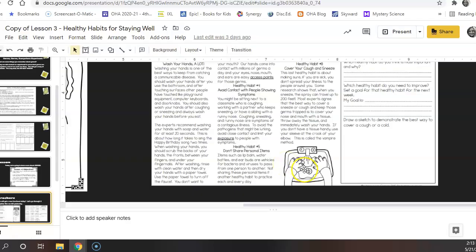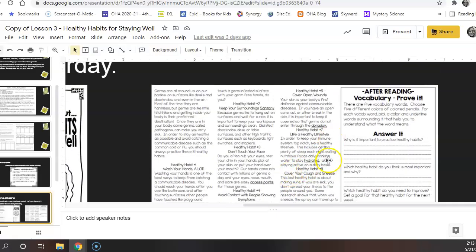Healthy habit number 5, don't share personal items. Items such as lip balm, water bottles, and earbuds are vehicles for bacteria and viruses to pass from one person to another. Not sharing these personal items is another healthy habit to practice each and every day.